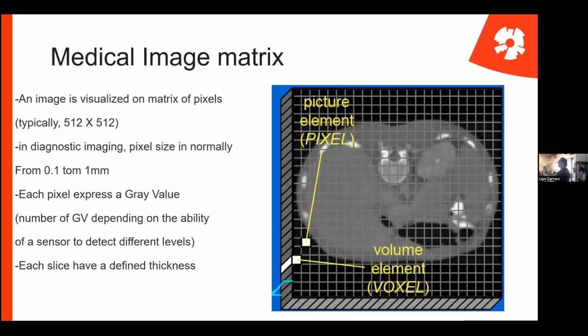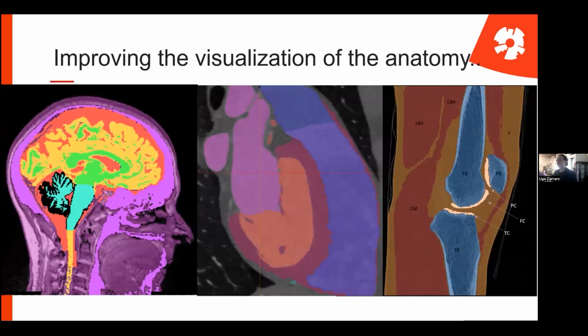Additionally, then you have a pixel size, and then a slice thickness. All this information allows you to extract quantities that are behind the image that our radiologist is looking at and using for the clinical evaluation. And this is an example of how you can take three different regions of interest and label with colors.